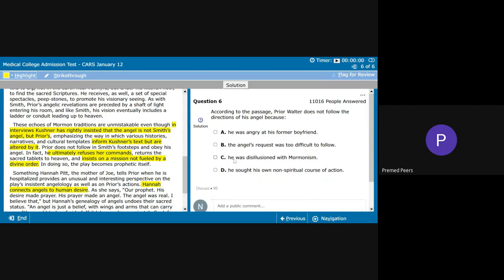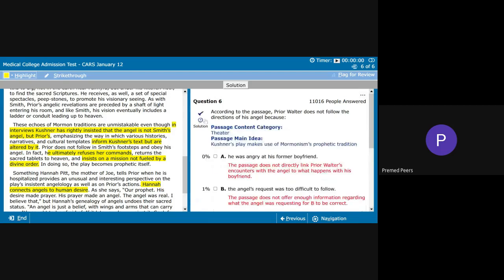And in my opinion, C is a bit of an overreach because he wasn't disillusioned with Mormonism. Again, Mormonism is something that was definitely influencing this story here, but never was it explicitly said that he didn't care about Mormonism. It was just he doesn't want, again, the mission to be fueled by divine order. So I think that is why D would make the most sense here.